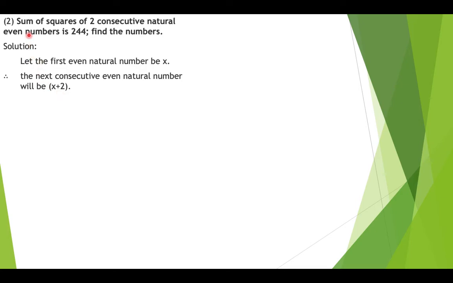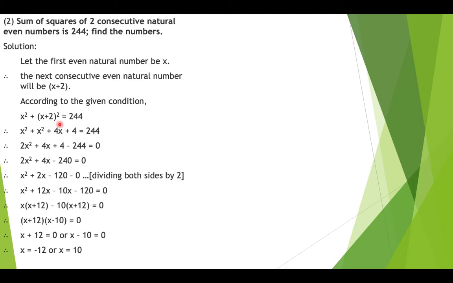So the condition over here is the sum of the squares, that is x square plus x plus 2 the whole square, is 244. So according to the condition we get x square plus x plus 2 the whole square is equal to 244. Now if we solve this, we have to open the x plus 2 the whole square bracket. When we solve this using the factorization method, again you can follow the factorization method from the previous video, we get x is equal to minus 12 or x is equal to 10.